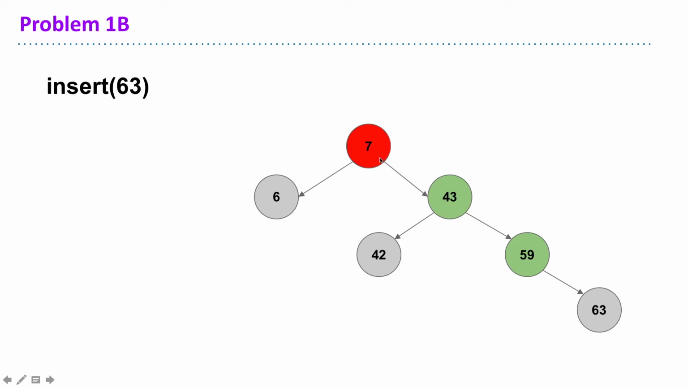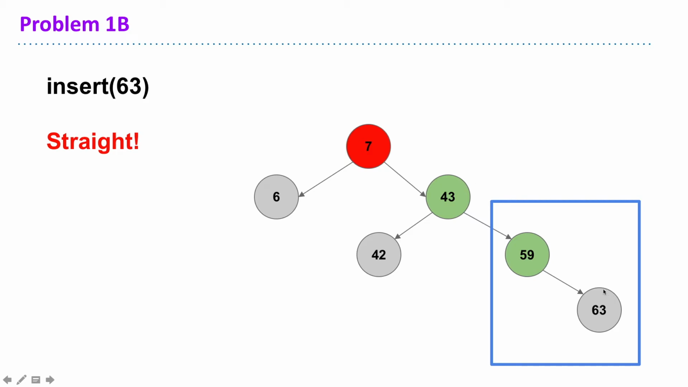So we found our node where the imbalance starts to be 7. So now we need to figure out what kind of rotation we need to do to fix this. So this is going to be a line case because 63 was inserted to the right of 43, which is 7's right child. So that means that we can fix this by doing a single left rotation on 7.